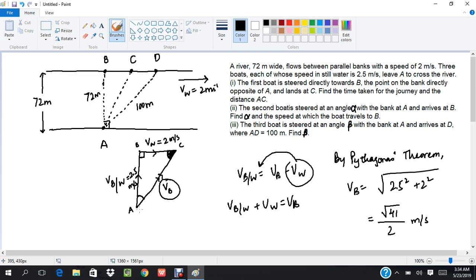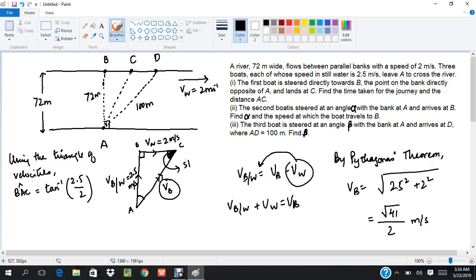How will we represent the working now? We will tell the examiner that using the triangle of velocities, angle BAC is equal to tan inverse of 2.5 upon 2. Now I'll write a very big value here so that the risk of getting an incorrect answer due to premature rounding off is minimized. Fine. So now we know this angle, that is this angle here. This is 51.340 and so on.